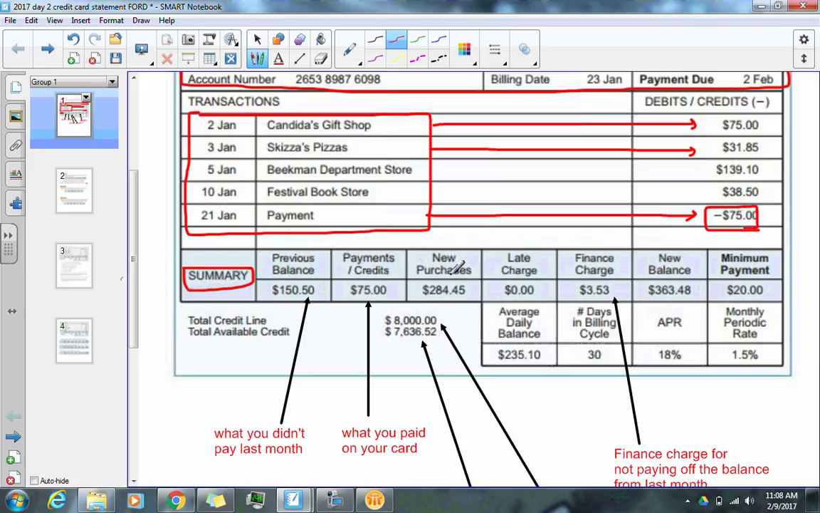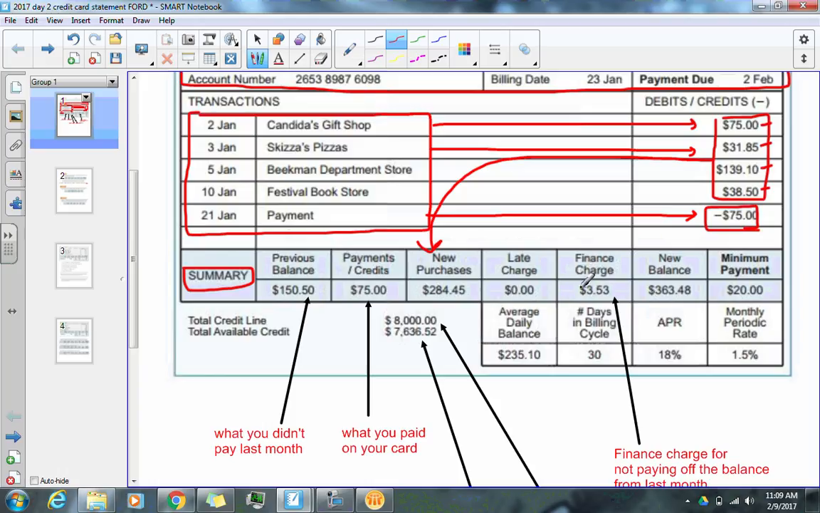Now, the new purchases means how much you bought, meaning how much you put on the card. You can take $75, 31.85, 39.10, and add all this up individually, or you can just look at your new purchases line. If you were to add all this up, you'd get the new purchases. So there's no need to add it up when you have the new purchases. There it is. Then the late charge and the finance charge.